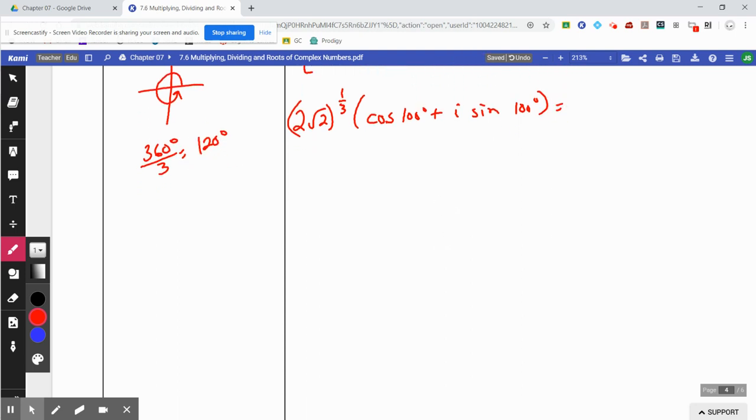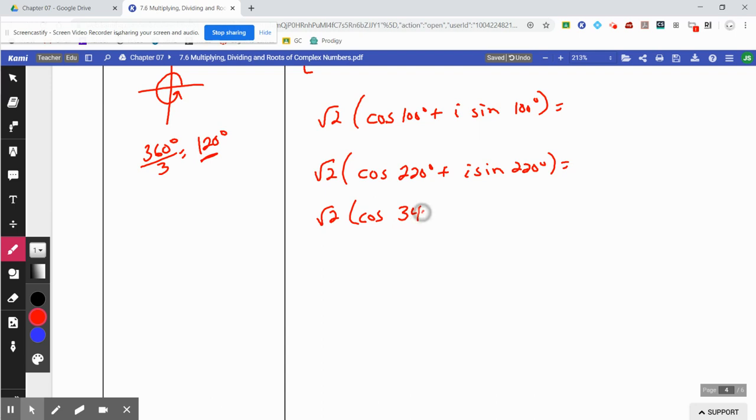So if this is my first answer, for the second answer, this 2 root 2 raised to the 1/3 power, I'm going to go ahead and write that as the square root of 2. That's what you're going to get. So the next answer will be located 120 degrees later, which will be the cosine of 220 plus i sine of 220. And then your last answer will be located at the cosine of 340, just add 120 more to the angles, plus i sine 340. So there's your 3 answers.